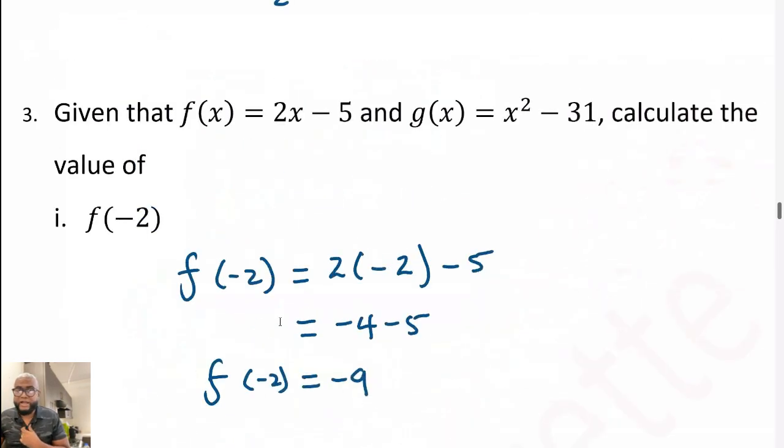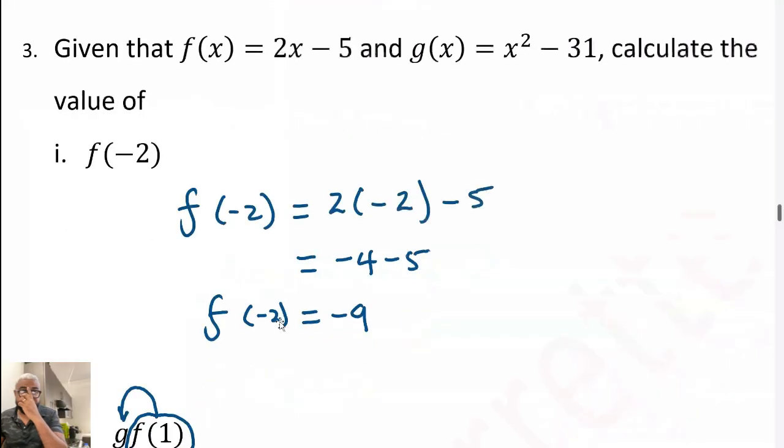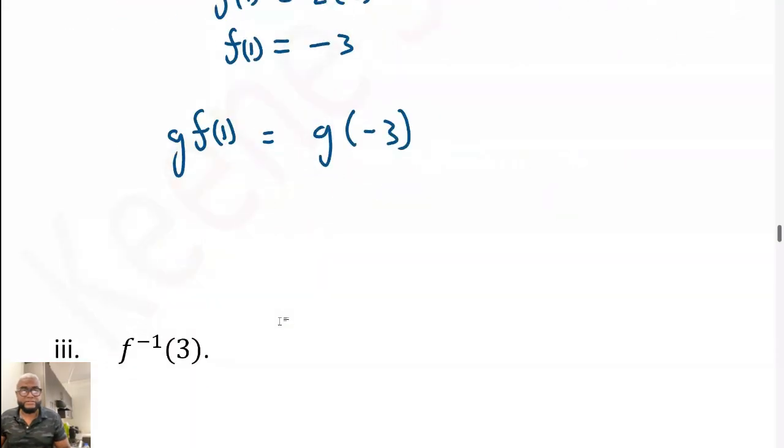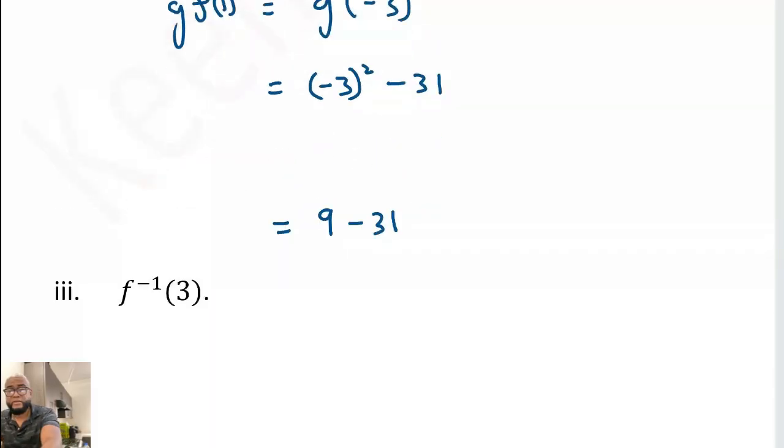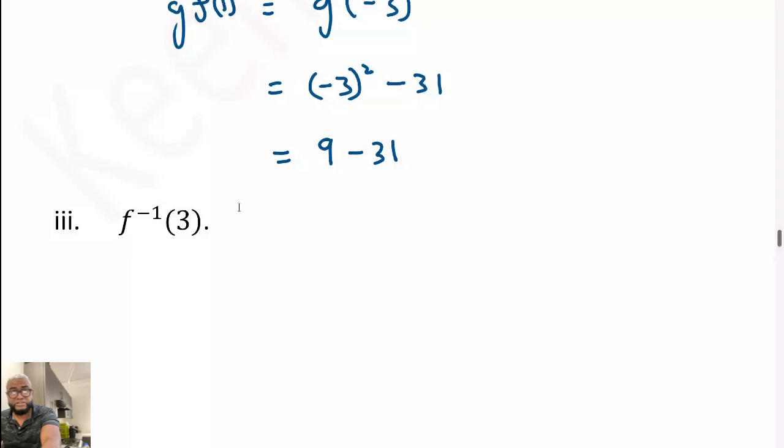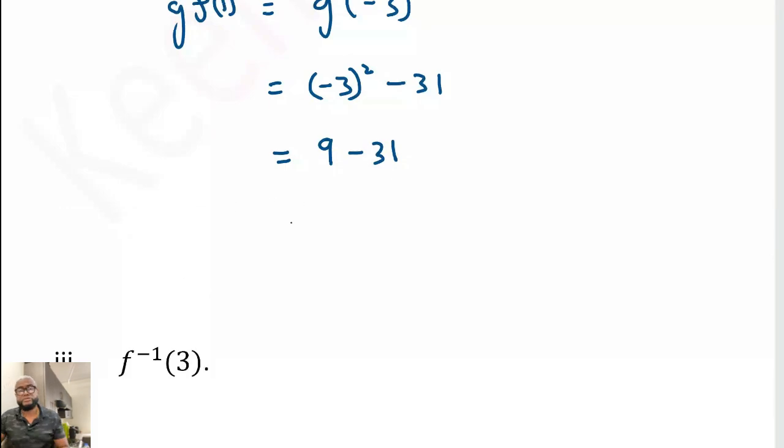So let me go. I can't remember what g of x is. Right. X squared minus 31. So this will be equal to x squared. So instead of x, we're going to put -3 squared minus 31. -3 squared is -3 multiplied by -3, which will give me +9. +9 minus 31 will give me -22. We have a winner.